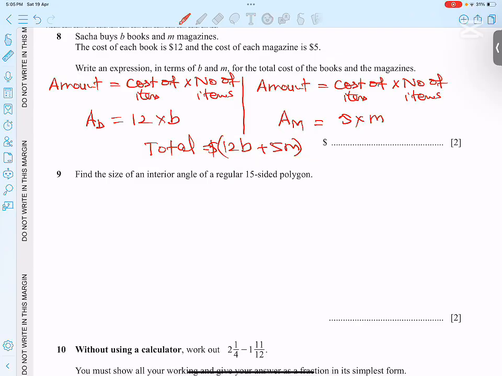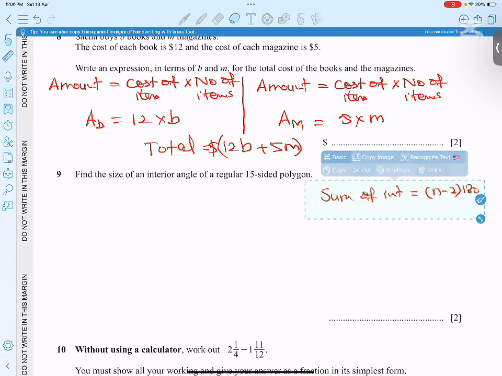So I hope, students, you're understanding, and let's go for the next question. Question number 9: find the interior angle of the regular 15-sided polygon. Students, let me tell you, just for your knowledge, the sum of all interior angles is (n minus 2) times 180. This is the sum of all interior angles.